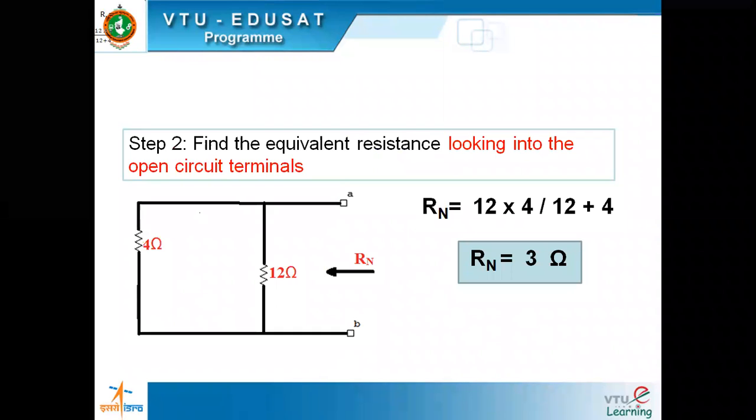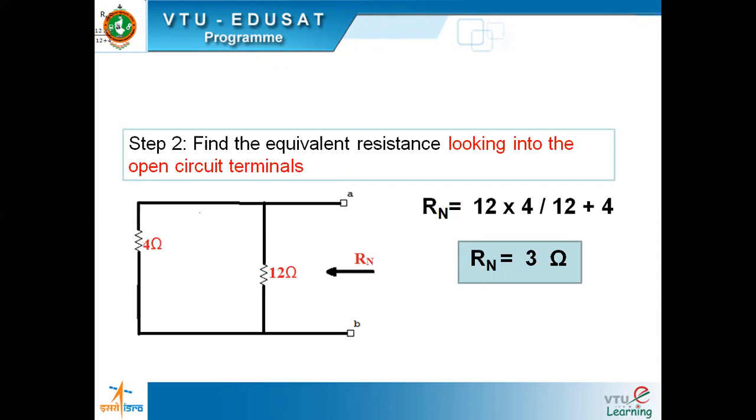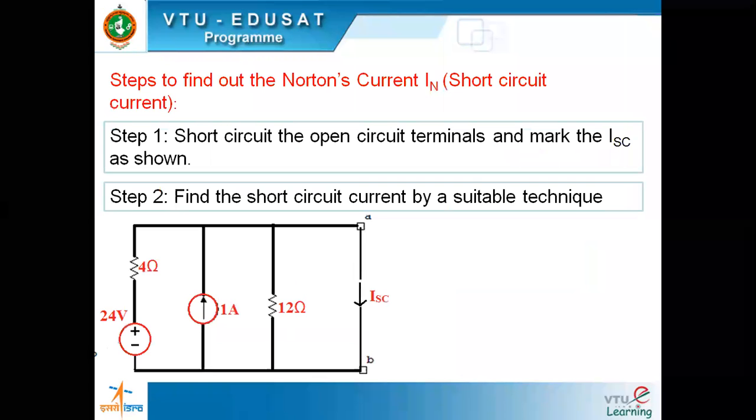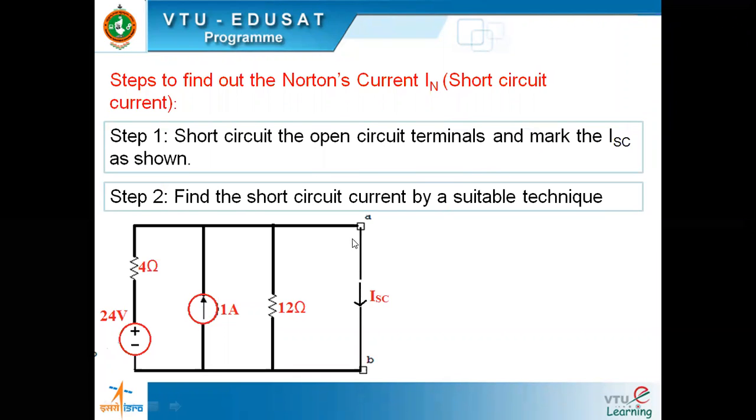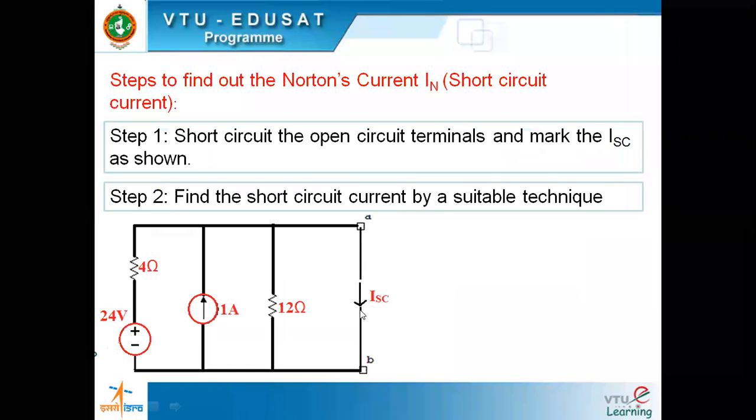Understand that, everybody? This is how we find Rn. Now once Rn is found, what is the next parameter that we need to find for Norton's circuit? We have to find ISC. Steps to find the Norton's current. What is step one? Short circuit the open circuit terminals and mark ISC. AB are open circuit terminals, so we are short circuiting them. After short circuiting, we mark ISC like this.